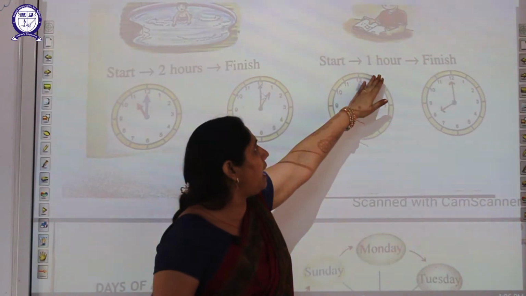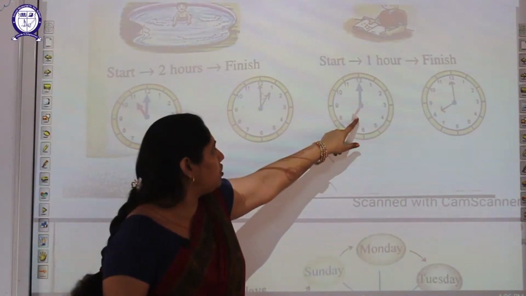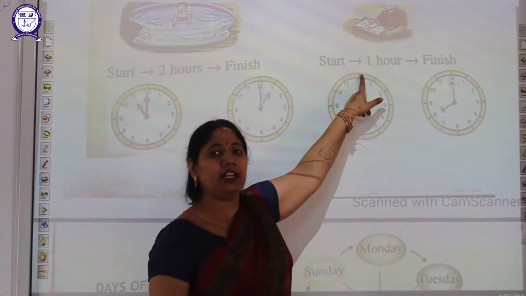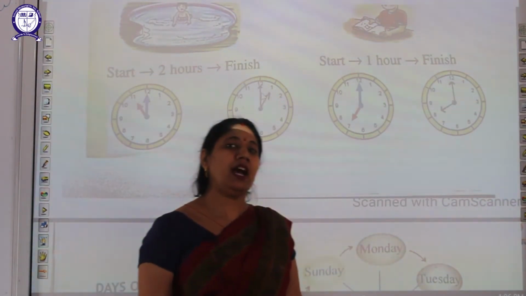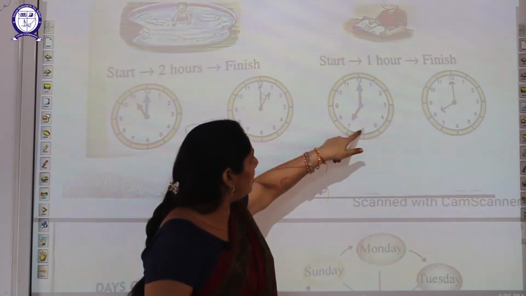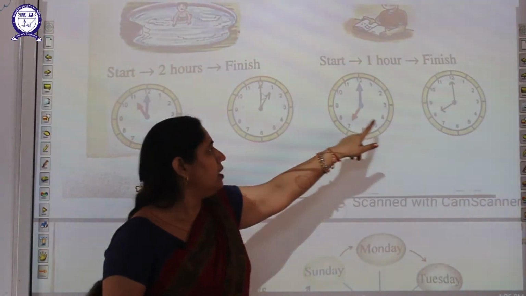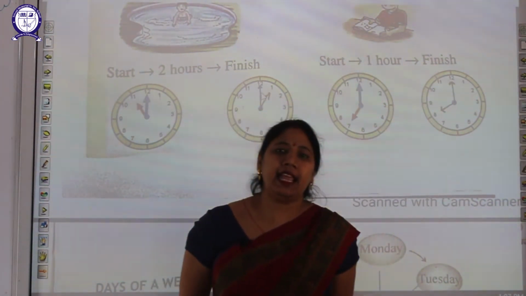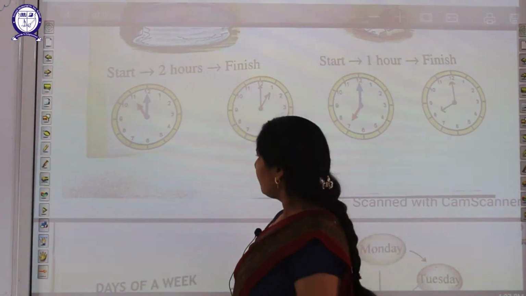Start 1 hour, finish. Start at 7 o'clock beta. The shorter hand is at 7 and the longer hand is at 12. So the time is 7 o'clock. After 1 hour, the minute hand completes its round, so the hour hand changes to the 8. So 8 o'clock. The shorter hand is at 8 and the longer hand is at 12.